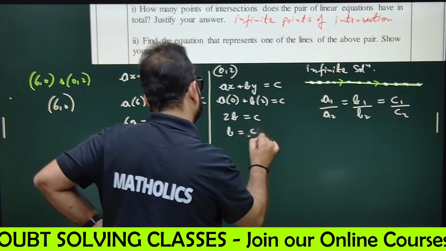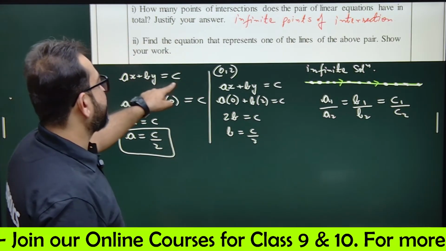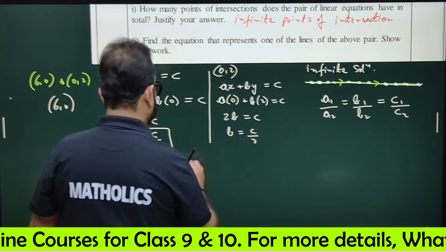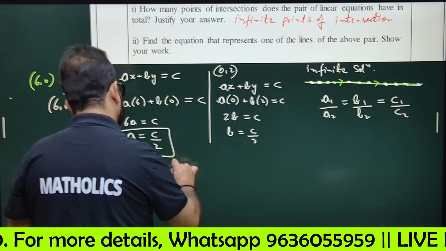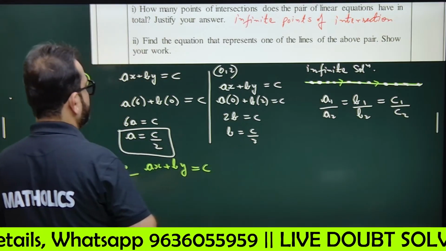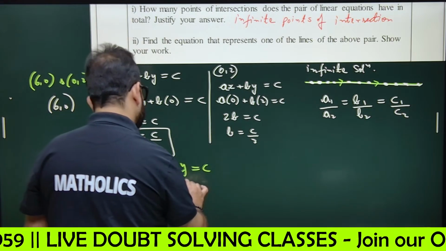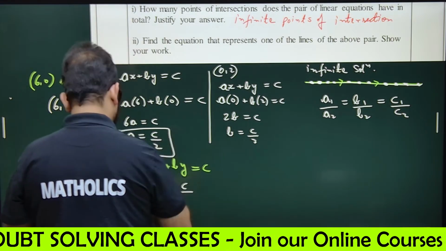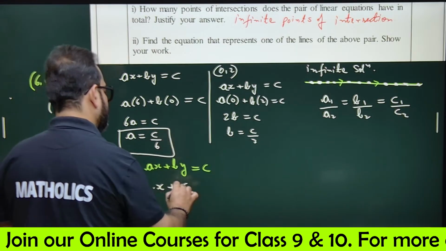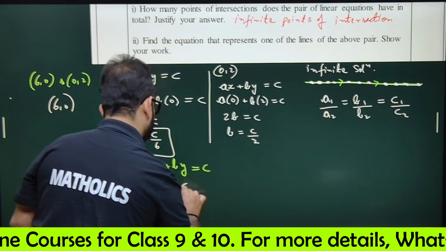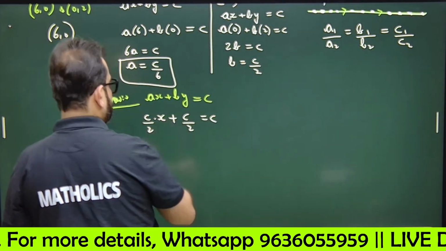So b equal to c by 2. Clear? Yes or no? Now the equation was ax plus by plus c equal to 0. We'll write ax plus by equal to c. Put the value of a as c by 6 into x, plus the value of b as c by 2 into y, and that equals c. If you solve this equation, take LCM as 6.